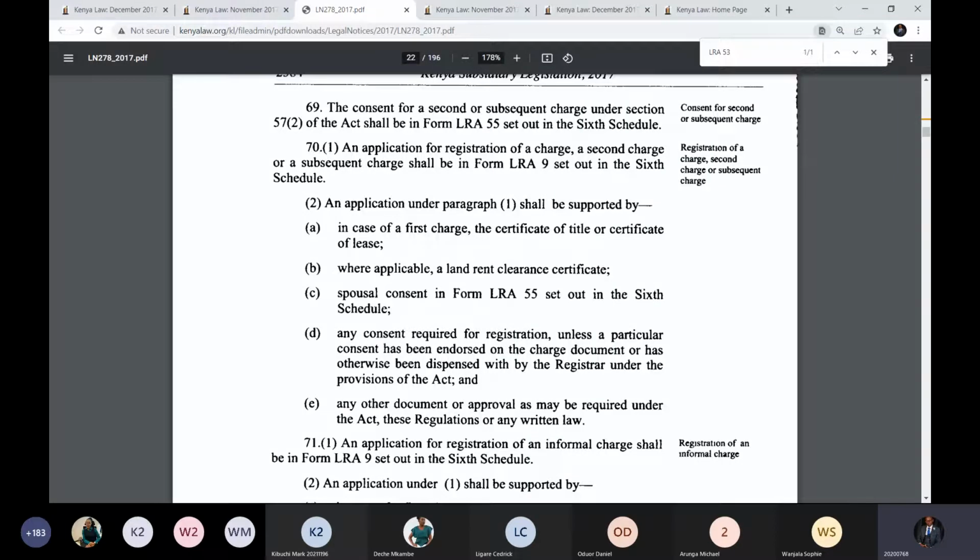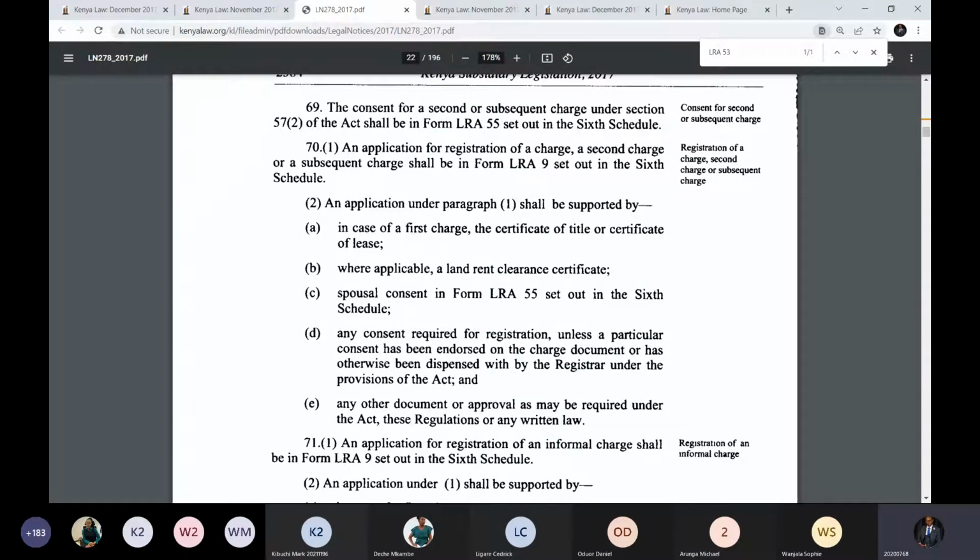So after lodging all these documents, the next step is after getting all the supporting documentation, as Odwar mentioned, stamp duty payment slips, all those documents, all consents, the title, the charge, lodge it to the registrar for registration. And after lodging the documents with the registrar, it's going to be registered. After registration, it's prudent again as an advocate for the chargee to do a post-registration search.